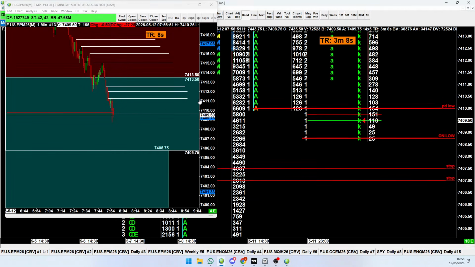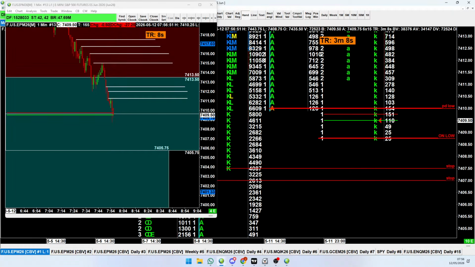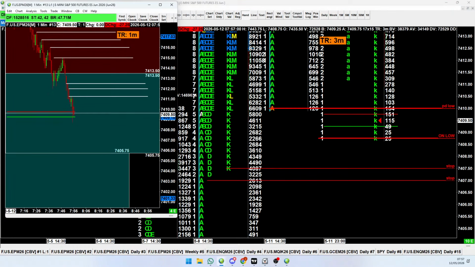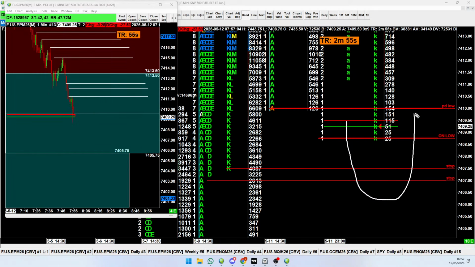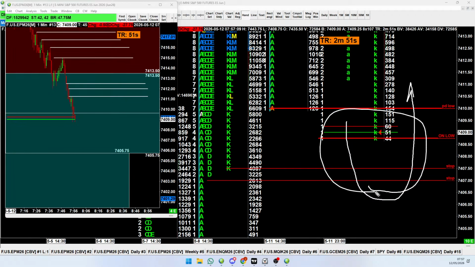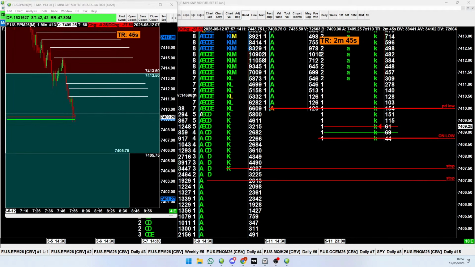What I would like to see, for me, a better scenario would be to come down, take this out, come back up, and then reclaim the previous day low. Clean this area out, then this unknown would turn into a known, right? Into a known. And then once we reclaim that, we'd have flushed out that inventory. Now that takes patience.